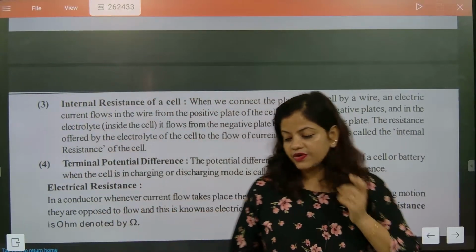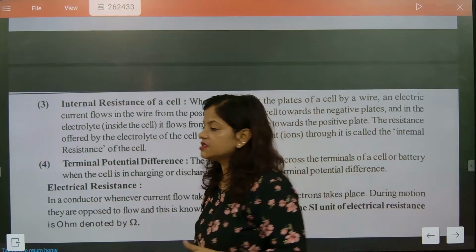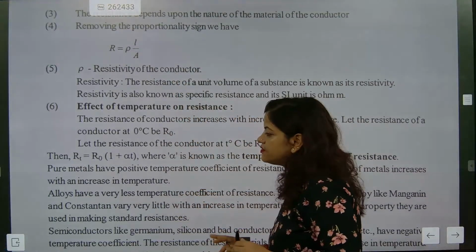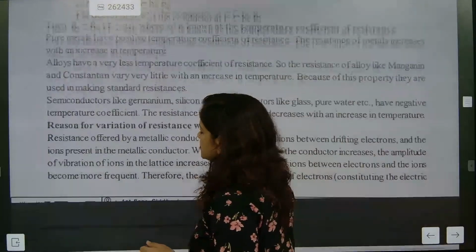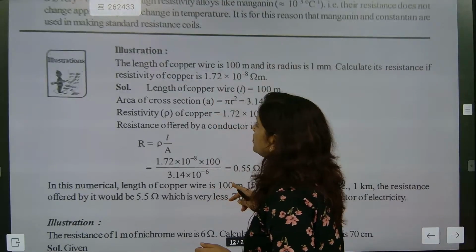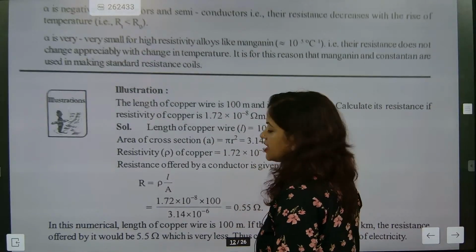So last class we were talking about internal resistance. We discussed terminal resistance. After that we talked about resistivity also. After resistivity, we learned some very important sections. This was not needed. So we are going to solve one question. Please kindly check this one out.